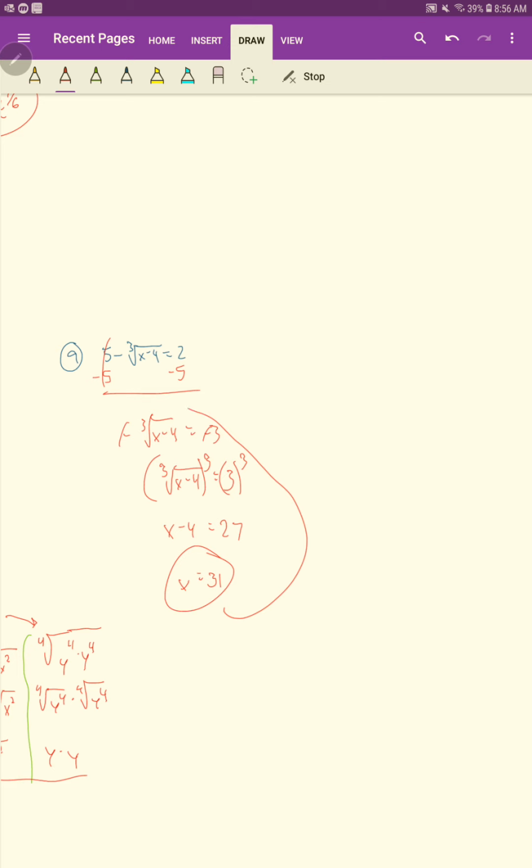We can check it back up in the equation here. 31 take away 4 is 27. The cube root of 27 is 3. 5 minus 3 is 2. Check. It works. All right.